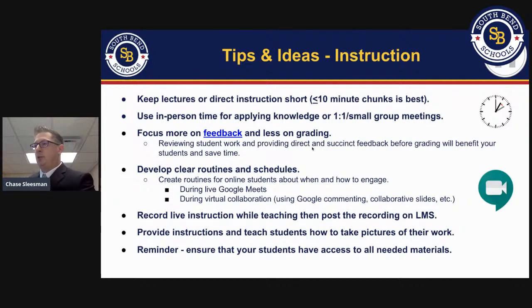Clear routines and schedules are going to be extremely important, so during live Google Meets, as well as during virtual collaboration.